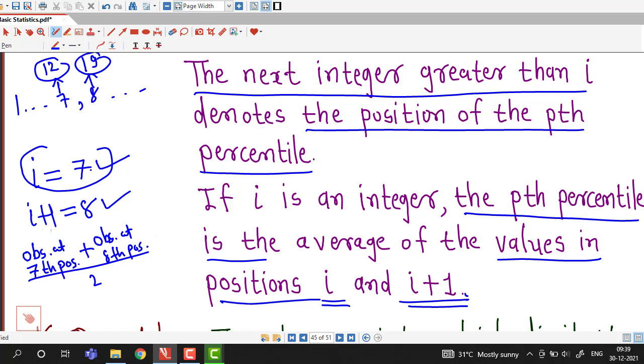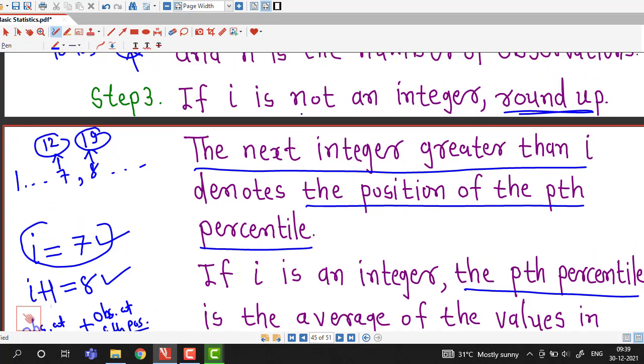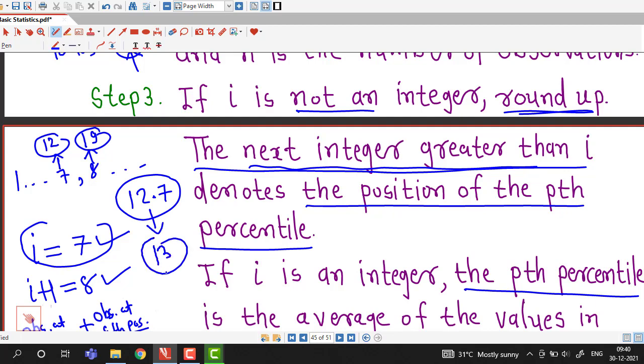We will not take the average of 7 and 8. 7 and 8 denote the position of that observation. So if I is an integer, the pth percentile is the average of the values in positions I and I plus 1. And if I is not an integer, the pth percentile is at the position which is the next integer greater than I. So if I have, say, 12.7, then the next integer greater than 12.7 is 13. So the pth percentile will be at the 13th position.